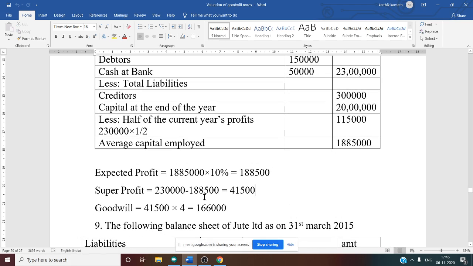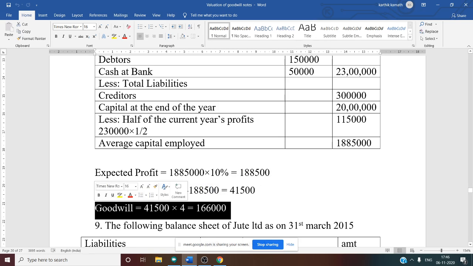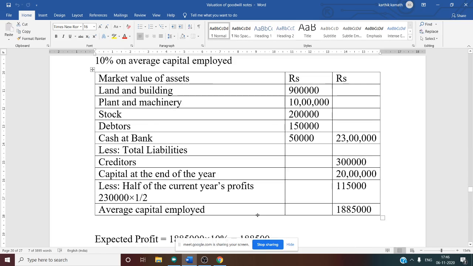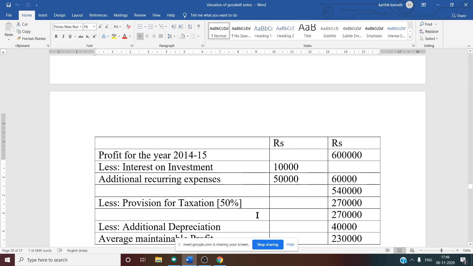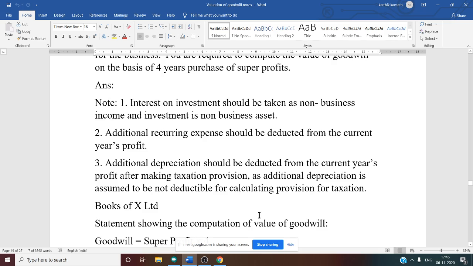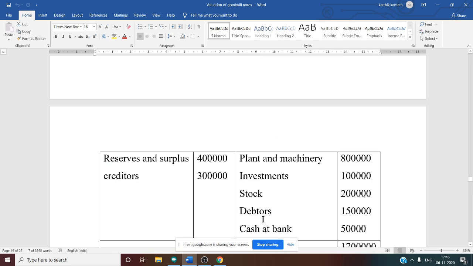Super profit, you know, is actual profit minus expected profit. 2 lakh 30,000 minus 1 lakh 88,500. You will get super profit as 41,500. Goodwill is super profit into years of purchase, that is why 41,500 into 4, you will get the final answer, goodwill as 1,66,000. So this type of problem comes for 24 marks. Sometimes they ask for 24 marks, or else it comes for 12 marks. So any doubt regarding this problem?